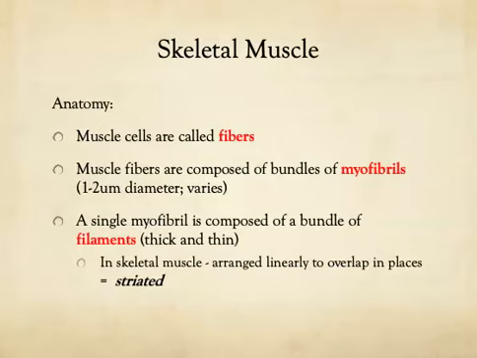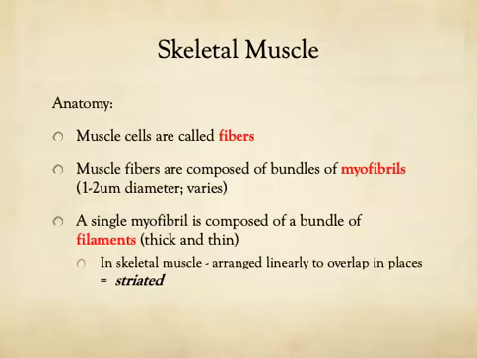Muscle cells, first of all, are not referred to as cells. They have a very unusual shape. It's elongated, and so we refer to them as fibers. So all a muscle fiber is, is a cell. It's an individual cell that happens to have that elongated linear shape.